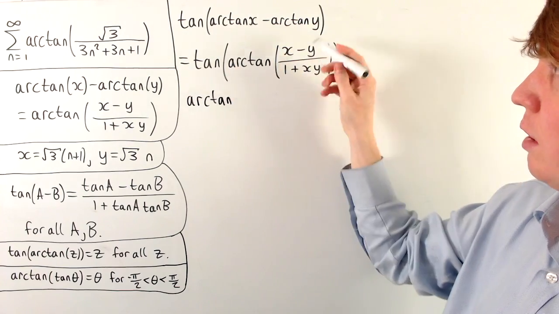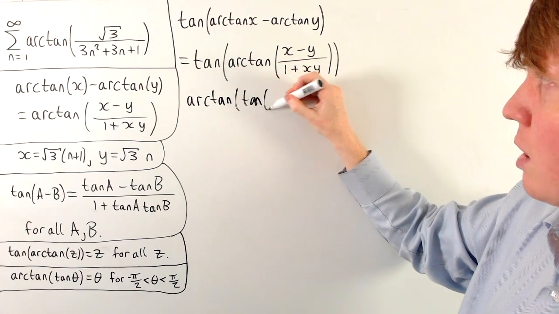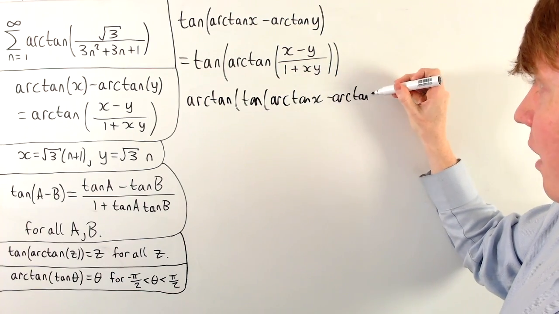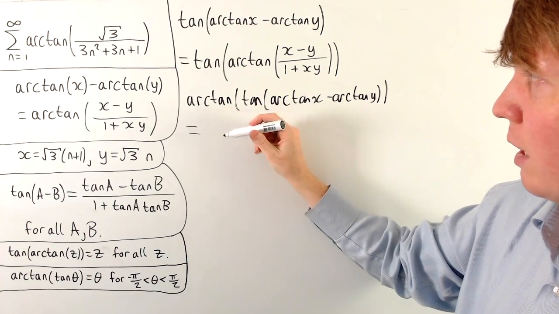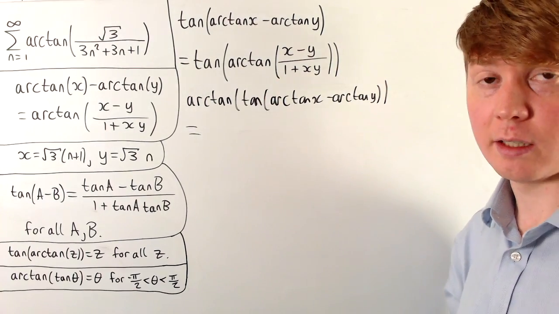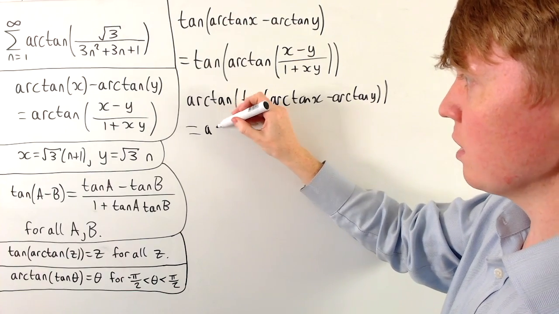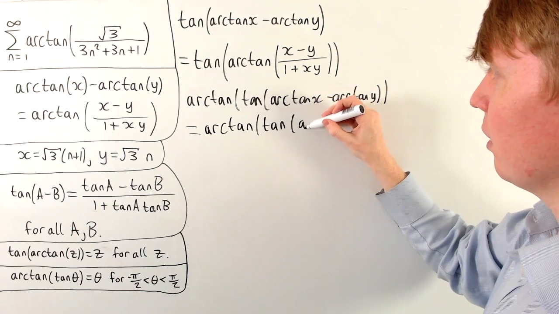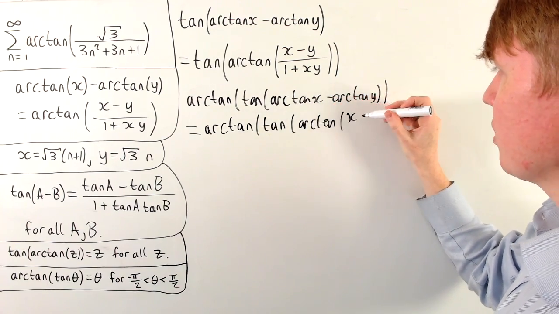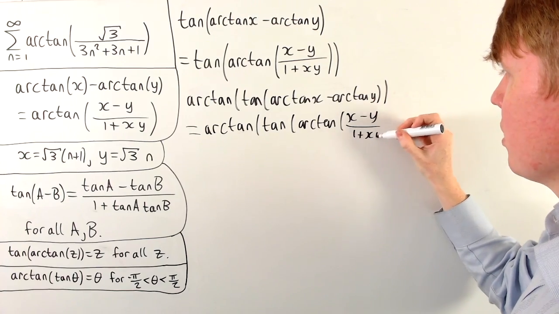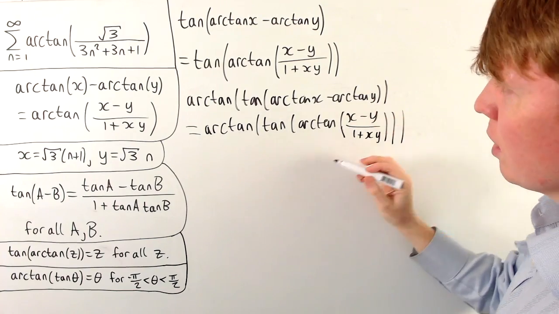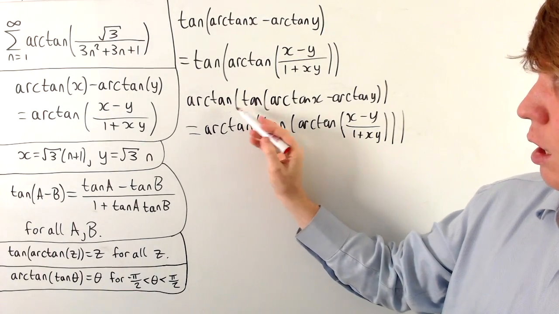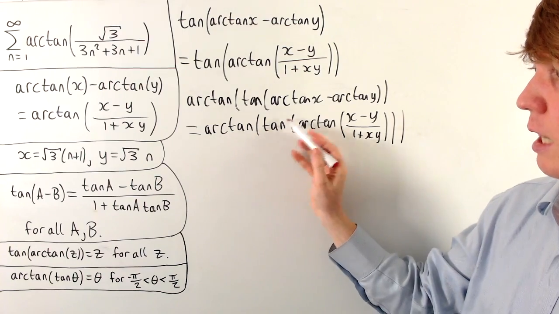So if we take arctan of the left-hand side, we've got arctan of tan of arctan x minus arctan y. And similarly on the right-hand side, for all values of x and y, this is equal to, again, quite a messy looking expression, arctan of tan of arctan of x minus y over 1 plus xy. So here we know that these are equal for all values of x and y, and we'd like to somehow cancel our arctan and our tan here and cancel this arctan and this tan.